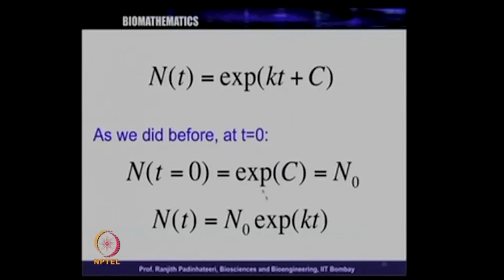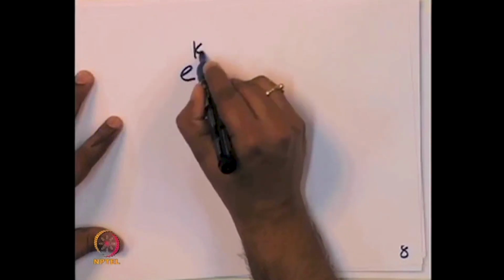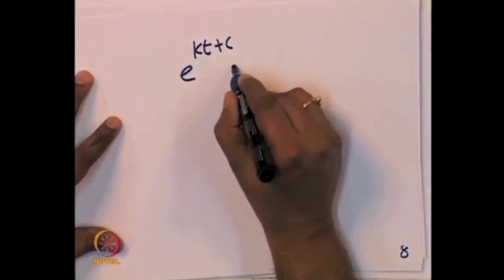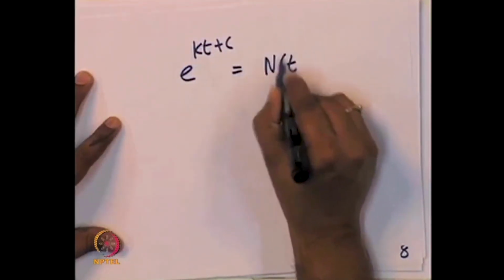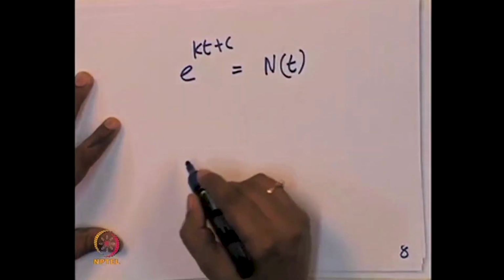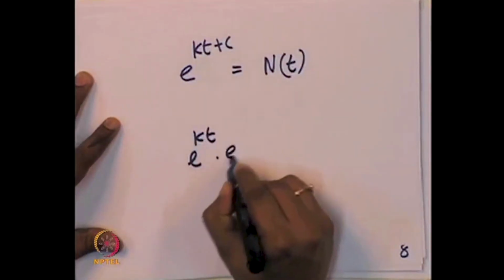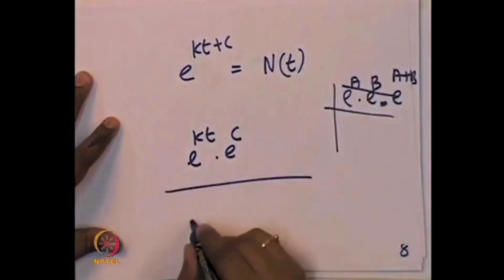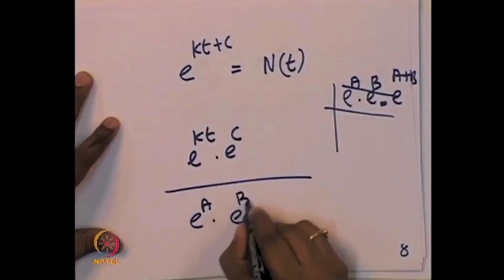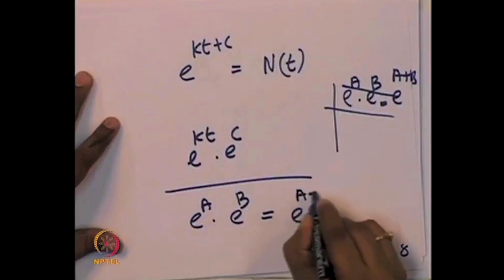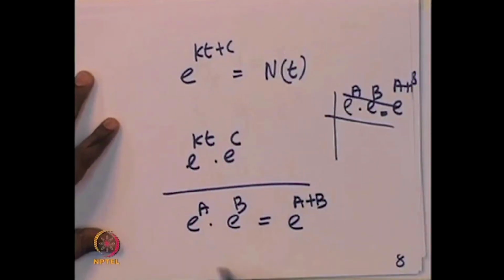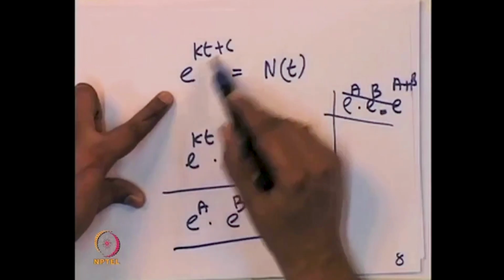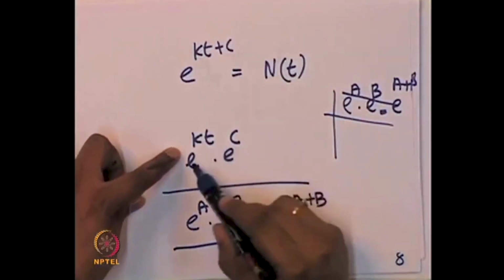So, we can write this equation, substituting this e power c back. You know a trick in mathematics. What do we have here? e power kt plus c is equal to n of t, and e power kt plus c can be written as e power kt into e power c. In mathematics, e power a into e power b is e power a plus b. Knowing this identity, you can write e power kt plus c as e power kt into e power c.